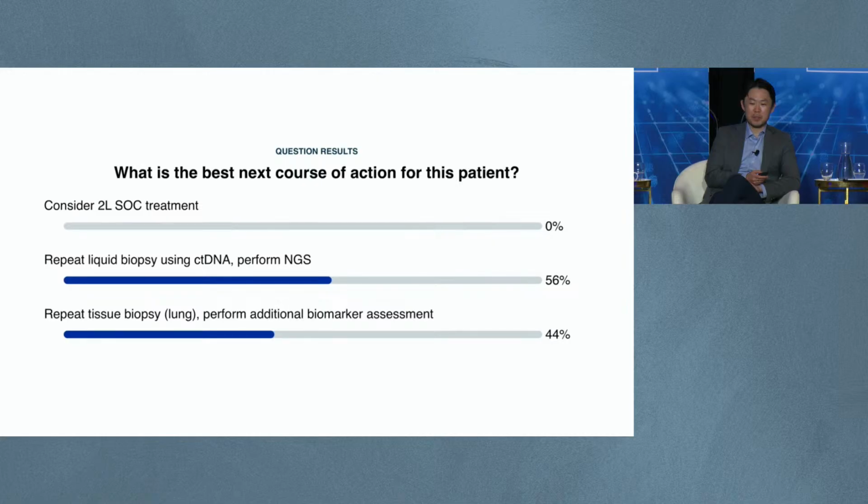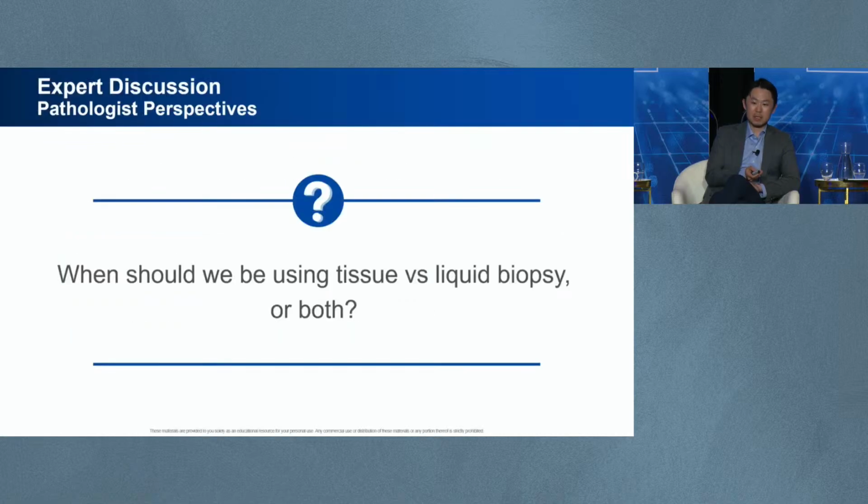Great. So looks like we have the majority of you chose repeat liquid biopsy using ctDNA and also repeat tissue biopsy in the lung, performing additional biomarker assessment. So we'll talk about what's the next best step in this clinical scenario. And so here, I think one of the questions that we can ask is, when should we be using tissue versus liquid biopsy, right? Because these are two different assays, two different techniques, but when do we and how do we incorporate both of these testing strategies in the clinic?